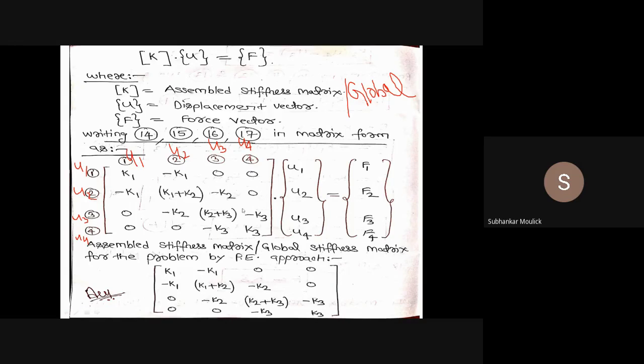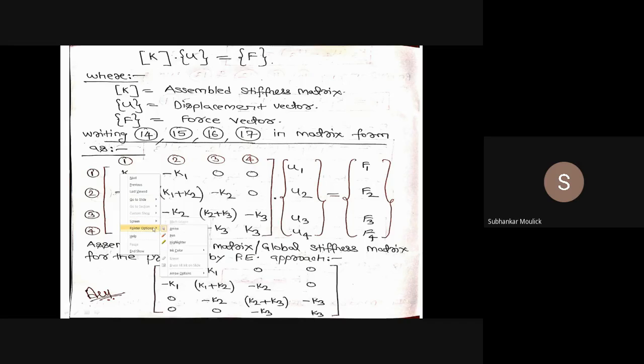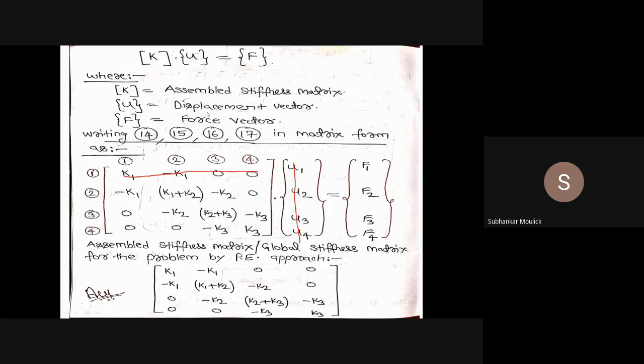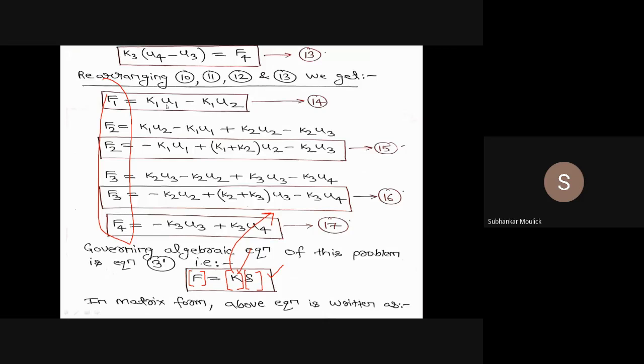Now if you do the matrix multiplication, that means first row into this column, you will get the equation F1. Cross verify it. K1 into U1 minus K1 into U2, 0 into U3 is 0, 0 into U4 is 0, equal to F1. So K1 U1 minus K1 U2 equals F1. That means you have written it correctly.